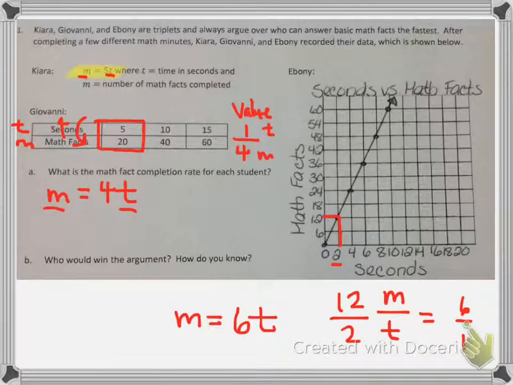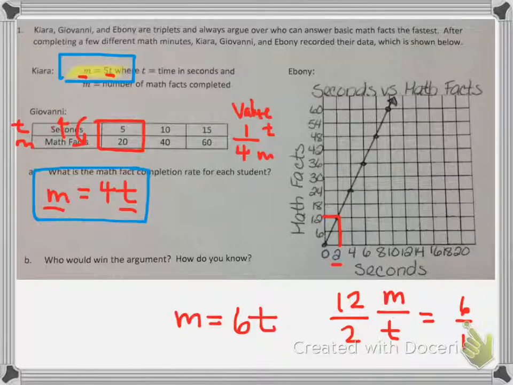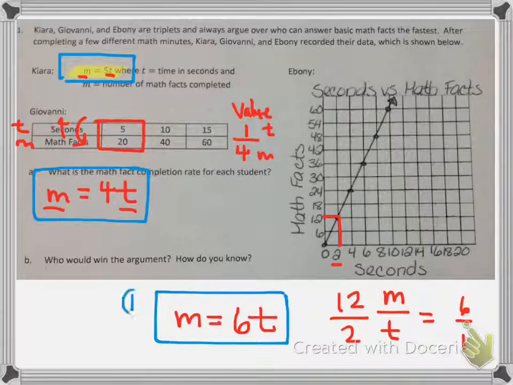So now, let me get a new pen here. We have a few equations here. Chiara is math facts are equal to 5 times the number of seconds. So Chiara does 5 every second. Giovanni is 4 times the number of seconds. He does 4 math facts every second. And Ebony is 6 every second, so she is the fastest. Ebony's number 1. 6 math facts every second.